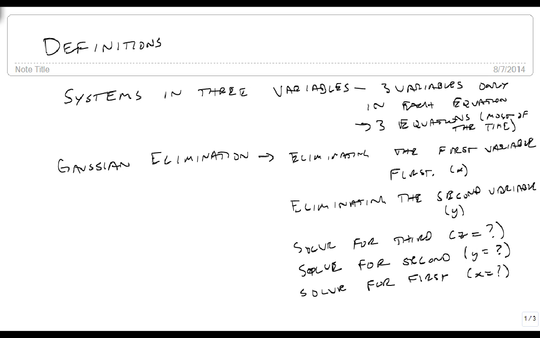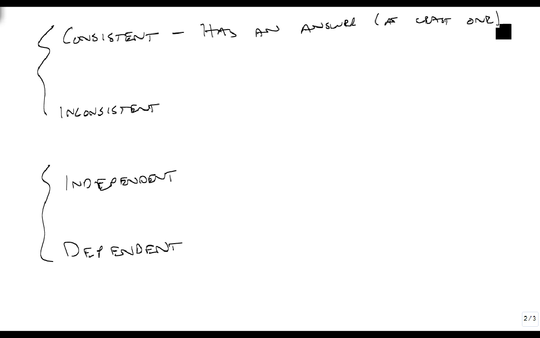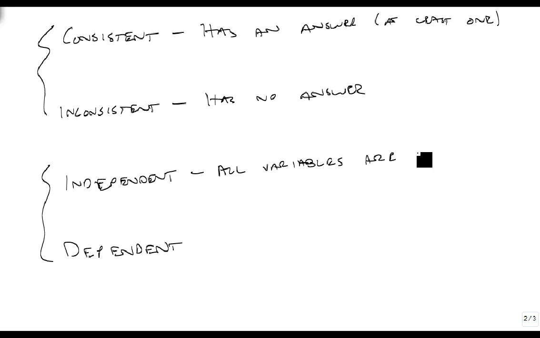Now, just like our general systems of equations, there are 4 different words you need to know about the types of solution. Consistent says, again, same as before, it has an answer, at least one. It could have multiple. Inconsistent says it has no answer. Independent says all variables are independent. Or another way of saying that is that no variable depends on any other.